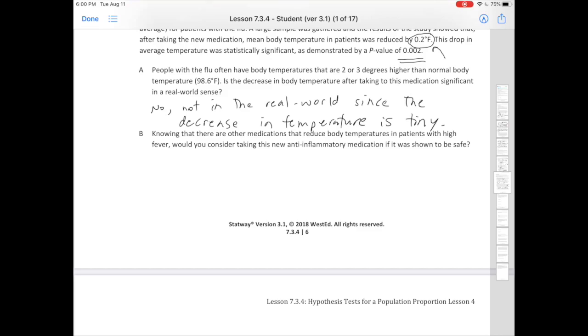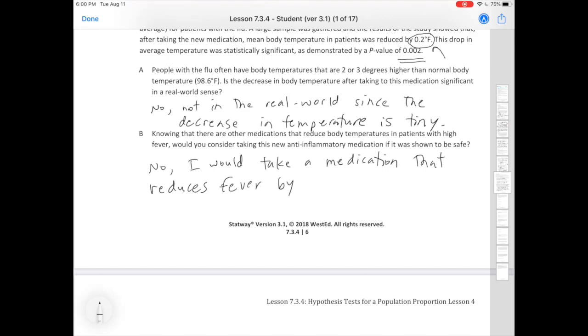Knowing that there are other medications that reduce body temperatures in patients with high fever, would you consider taking this new anti-inflammatory medication if it was shown to be safe? Well, everybody has their own judgment call here, right? Maybe you want to take this one also, but I would say no, I would take a medication that reduces fever by a larger amount.